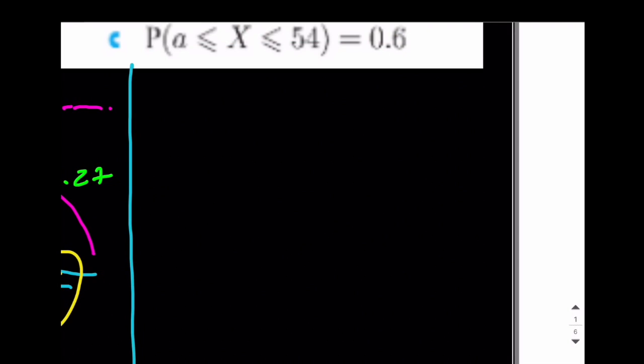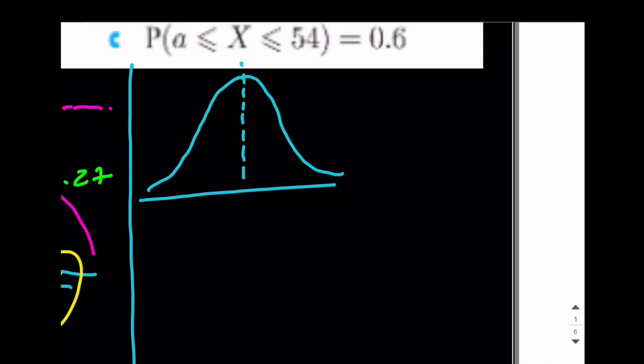Okay, for part C, again I'm going to do my curve. We know that the center is 45 as before. Now we know that the number 54 is there, it's continuous, and we know that the probability between A and 54 is 0.6, so we already know that this is more than 50, so A has to be here.